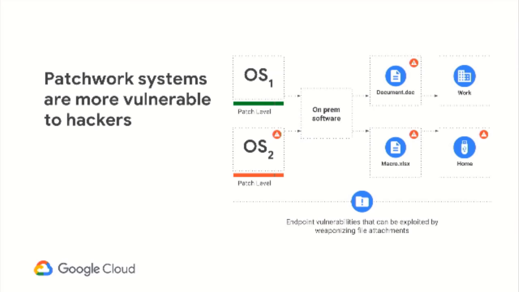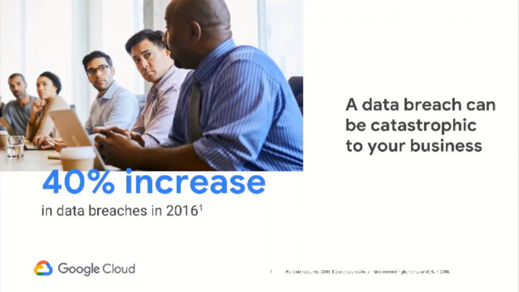We're also seeing that patchwork systems make the system as a whole much more vulnerable. So meaning you're going to have varying operating systems on-prem, varying patch levels on those systems, and those varying patch levels can be exploited by documents, by malicious code that are often delivered via email. And the cost of these breaches is going up. The number of breaches we've seen is actually increasing, and data breaches can be catastrophic.